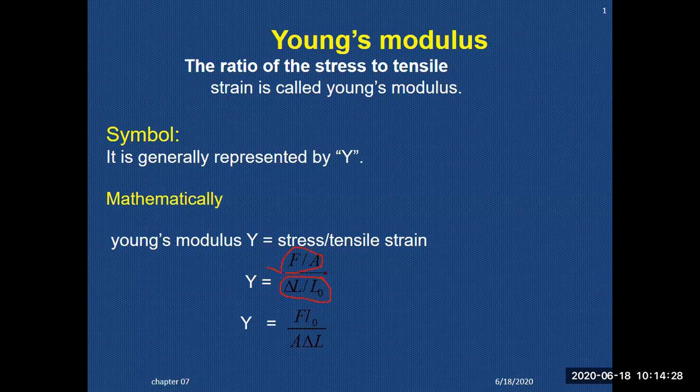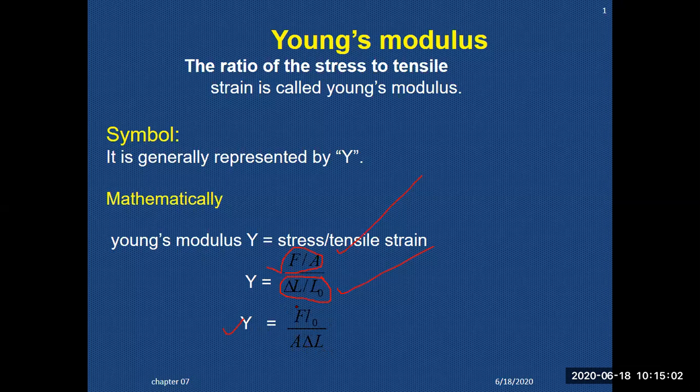Stress is the force which you applied on the spring, and after application of the force, you observed the change in length. The ratio between the two is basically called Young's modulus. It is force per unit area divided by the strain. If you simplify it using some mathematical relation, Y is equal to F L, where L is the original length, divided by the area on which you applied the force times the change in length.